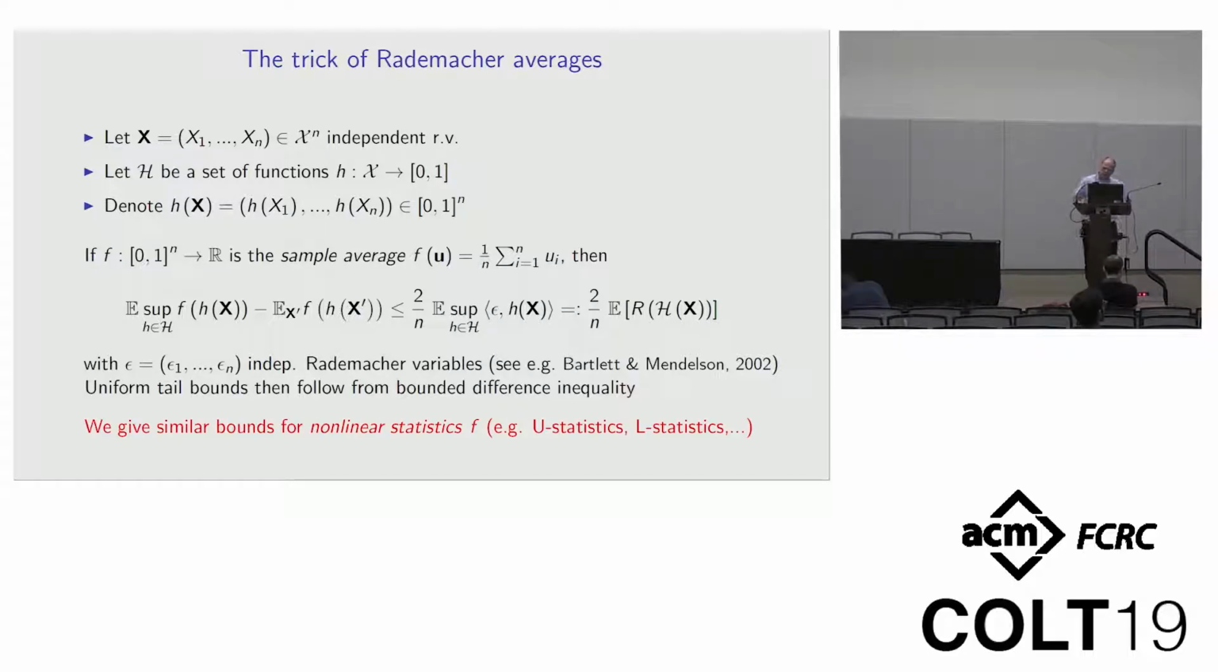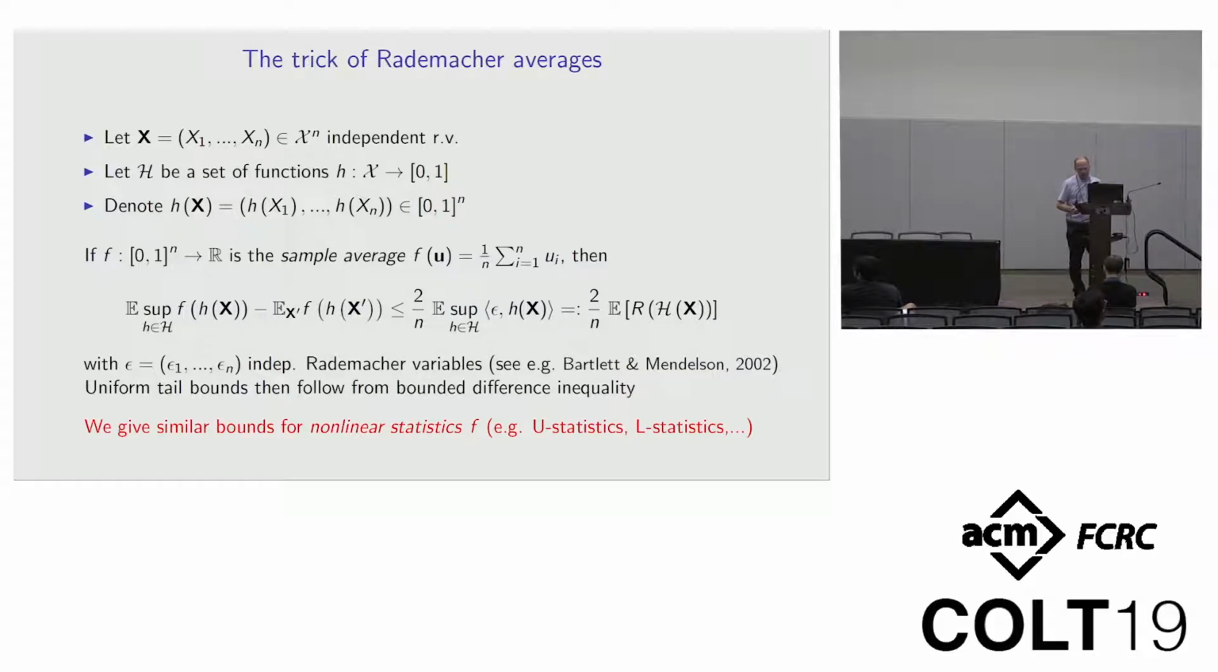So the goal of our work is to study similar results in the case in which the function f here, so the function f here is the empirical average, is replaced by a nonlinear statistic. So for example, a U-statistic or some L-statistic which involves order statistics, and so on.